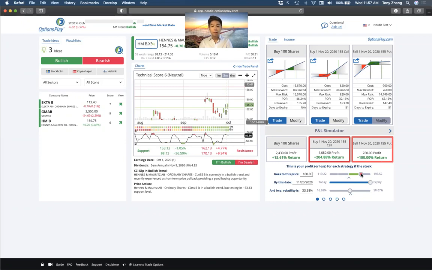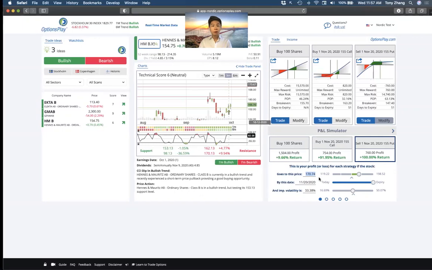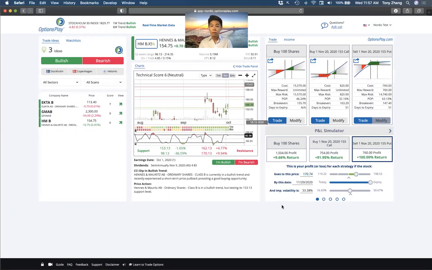But you can use the P&L simulator to simulate different prices so that you can actually see at what point does the call option start to break even. So at 170, 171 almost. And you can ask yourself, do I think H&M will be above 171 at expiration? If the answer is no, you should probably look at perhaps selling the put option versus buying that call option.